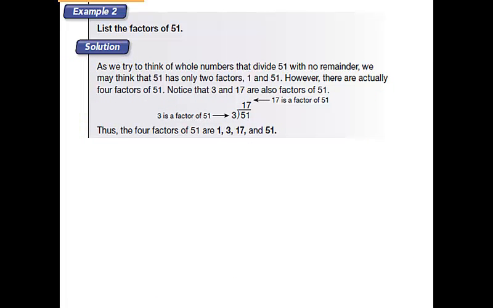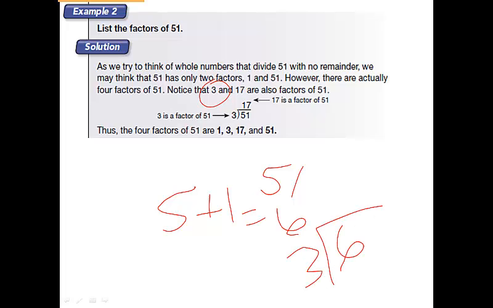Okay, as we try to think of whole numbers that divide into 51, we obviously know 1 and 51, but there's also 2 other numbers that go into 51, which are 3 and 17. One of the rules for what is divisible is the rule for number 3. To know if 3 will go into a number, it says that if you add up the digits and you can divide that by 3, then it is divisible by 3. And 5 plus 1 equals 6. And can 6 be divided by 3? It can. So we know that 3 is a factor of 51.